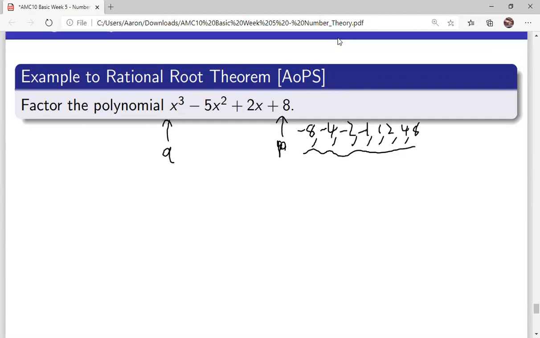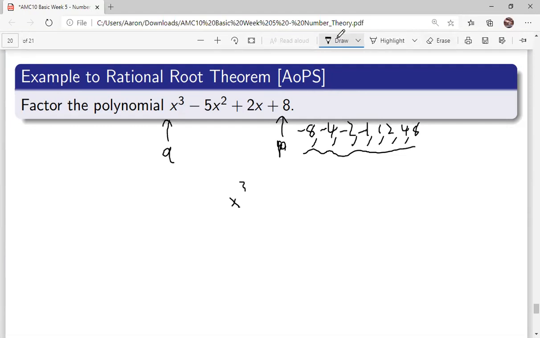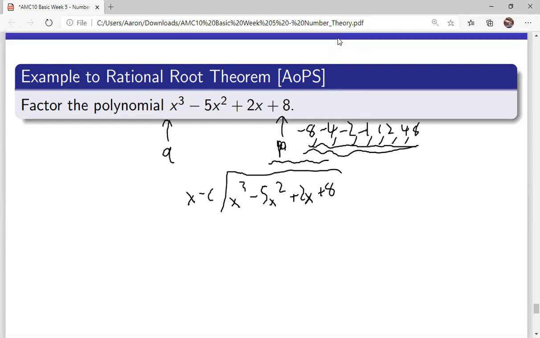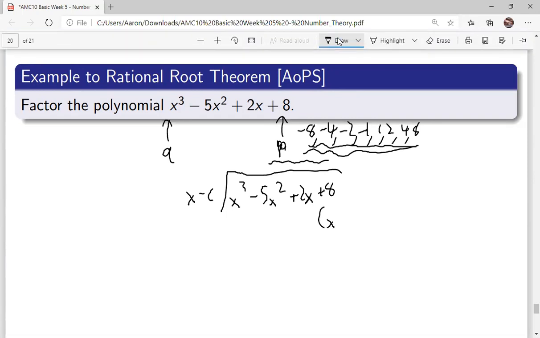And once you find any of them, you can just use polynomial division: x cubed minus 5x squared plus 2x plus 8 divided by x minus c, where c is whatever value you found in here. And after you find what this is, you can use the quadratic formula to find the roots. And in the end, it turns out that this thing factors as x minus 4 times x minus 2 times x plus 1.